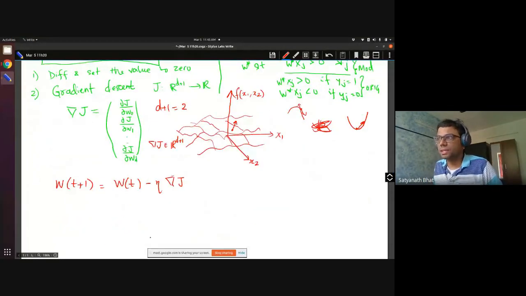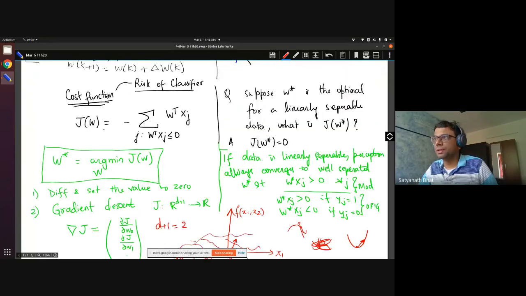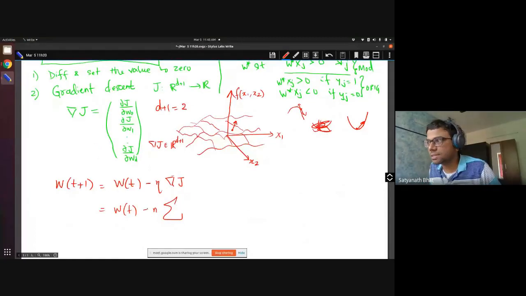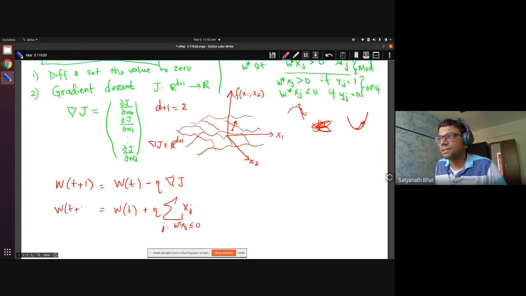Okay, so if I do this for the step here, you will get wt minus eta times summation. Okay, so there is a negative here. So when I take the gradient, there will be a negative term. So that negative term and this negative term will add up. And then you will add up all the xj's, j such that w transpose xj is less than or equal to 0. So this is what we will get as the gradient descent step.